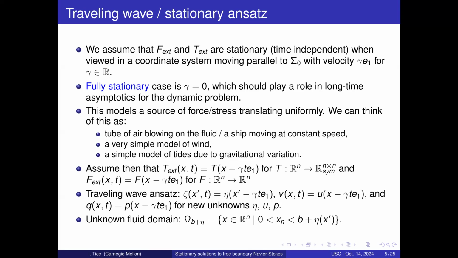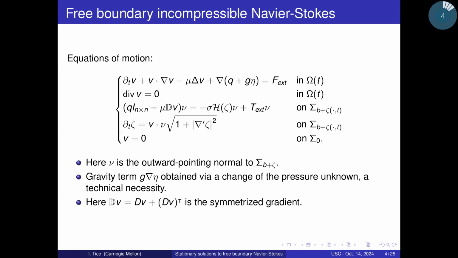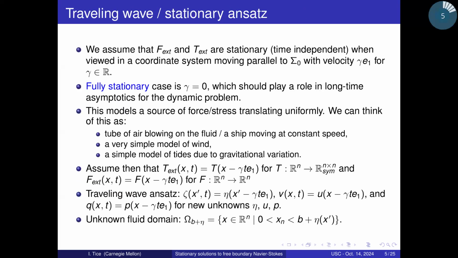Now the fully stationary problem corresponds to what happens when gamma is 0. The thing is not moving, it's just sitting there. And of course, something like this would be relevant if you're thinking about long-term dynamics for the dynamic problem and thinking about what happens when time goes to infinity. So for instance, if you look at the dynamic problem and there are components of F external and T external that don't decay, then you expect these things to play a role in the long time limits.